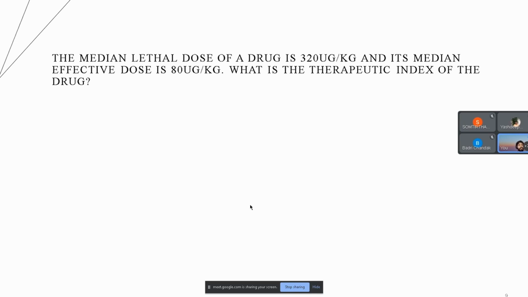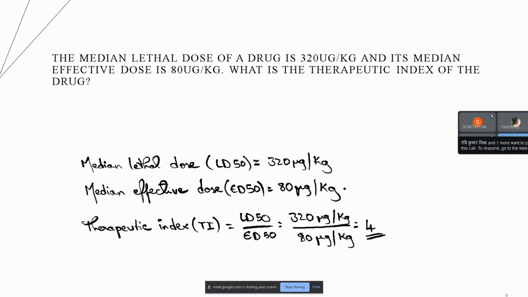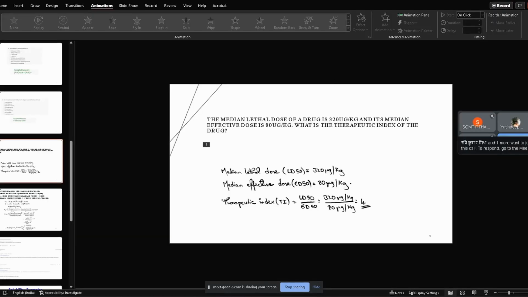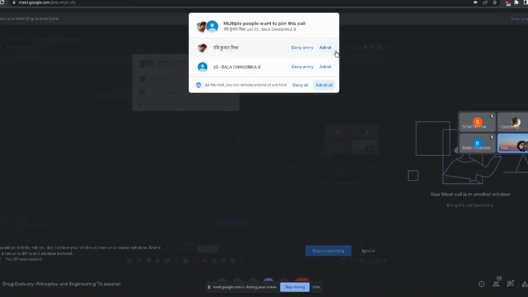So now let's get back to this question. What is the therapeutic index of a drug if the median lethal dose and the median effective dose are given? All you have to do is take the ratio of the median lethal dose over the median effective dose. So if I take the ratio of 320 over 80, it gives us 4. That's the therapeutic index of the drug. The person who has asked to repeat the question, is this clear now, or should I go over it once again?